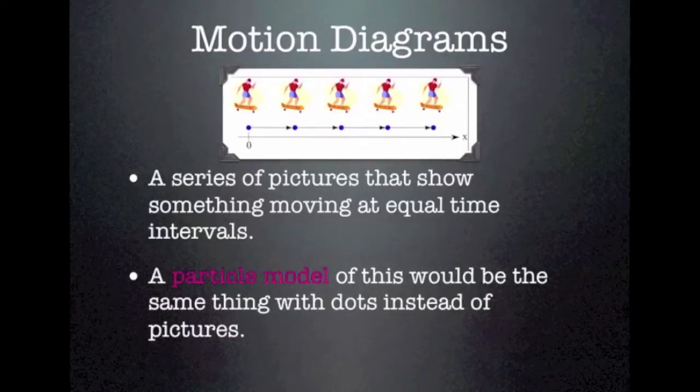A particle model of this would be the same thing with dots instead of pictures. If you can see on the screen, there's dots up there underneath his pictures. The motion diagram is just the picture, and the particle model is just the dots.